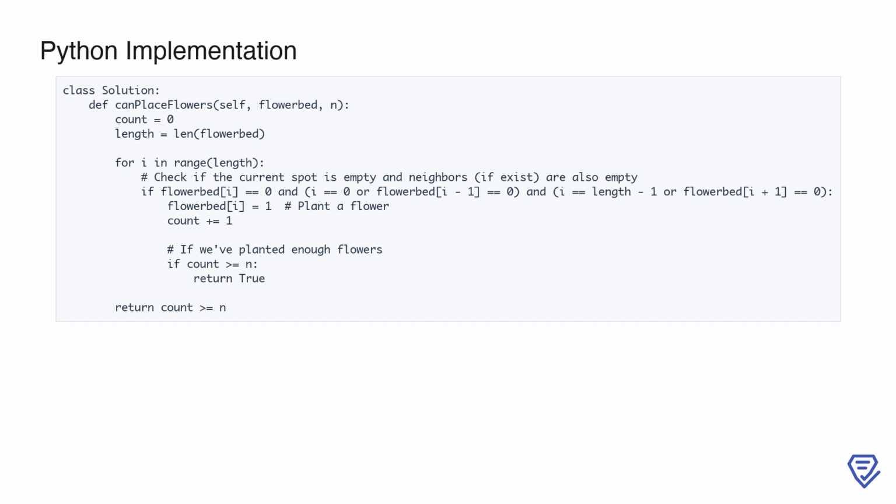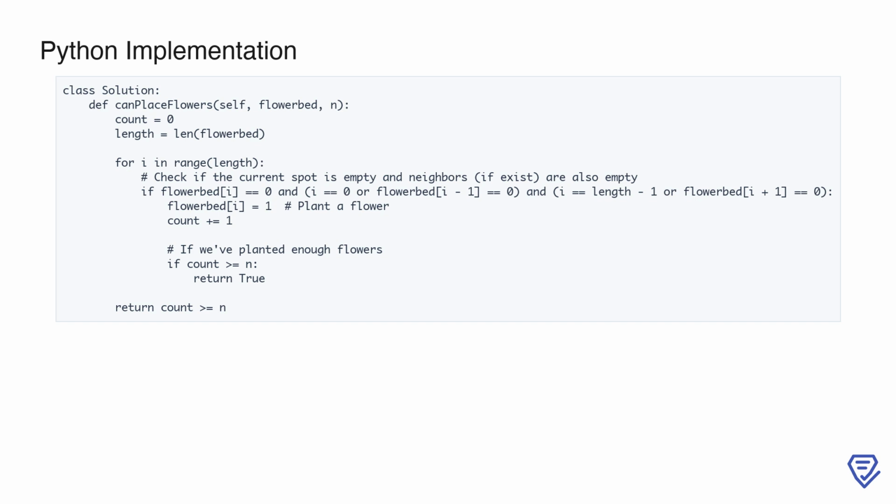Explanation. 1. Initialization. Count is initialized to 0 to keep track of how many flowers we have successfully planted. Length stores the size of the flowerbed array for convenience. 2. Iterate through the flowerbed. For each index i, check if the current plot, flowerbed[i], is empty, equal to 0. Additionally, ensure that the adjacent plots, if they exist, are also empty.